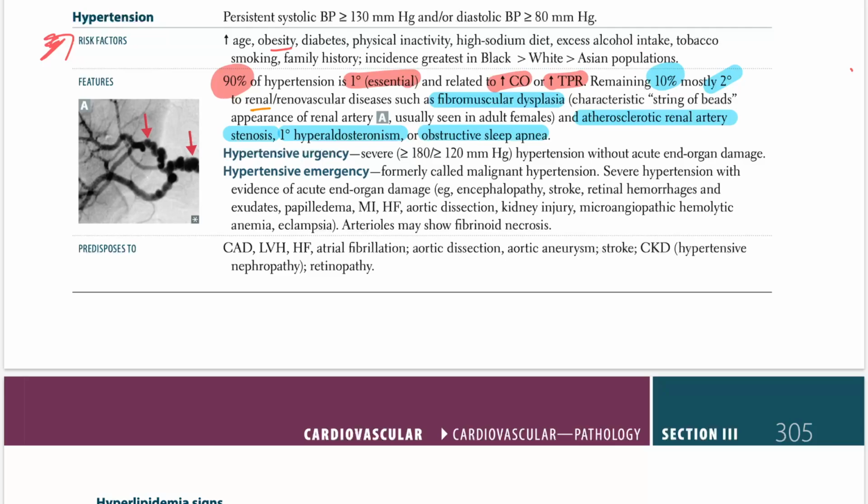So what else do we have? We have a couple more terminologies called hypertensive urgency and emergency. Urgency is just severe, greater than or equal to 180 by greater than or equal to 120, hypertension without acute end organ damage. Without is important. So you just have a severe hypertension, nothing else, without any damage to the organ.